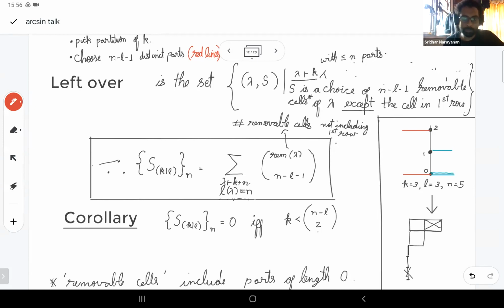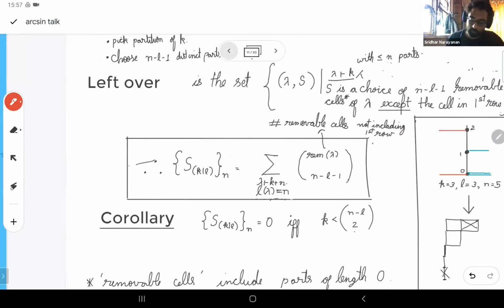So instead of considering partitions of K plus 1 where the first part is distinct, we simply consider partitions of K, because it's bijective. And then once we have a partition of K, we must pick n minus L total distinct parts, but we already know one of the distinct parts is the first one. So there are n minus L minus 1 remaining parts that we must pick, right? I don't know if this is clear.